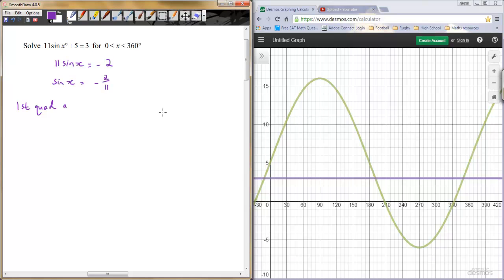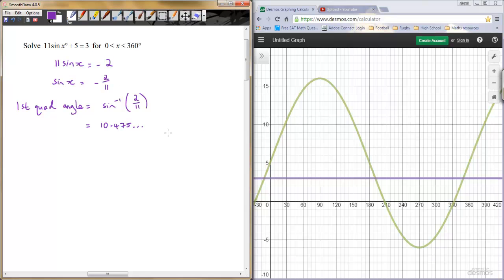So what's needed here is for us to find out the size of that first quadrant angle, sometimes called an associated acute angle or an equivalent acute angle, and it's found by taking the inverse sine of not negative 2 11ths, but positive 2 11ths, and the inverse sine of positive 2 11ths turns out to be 10.475, and that number carries on with its decimal places. That's not one of our solutions.